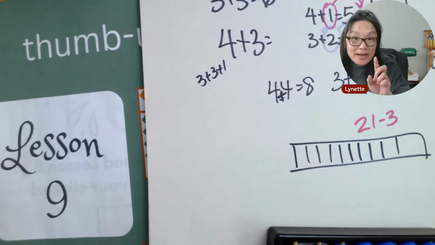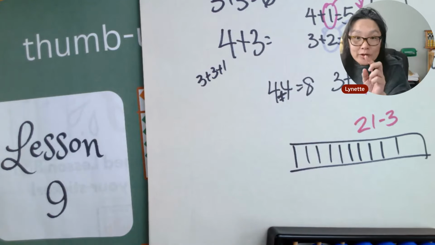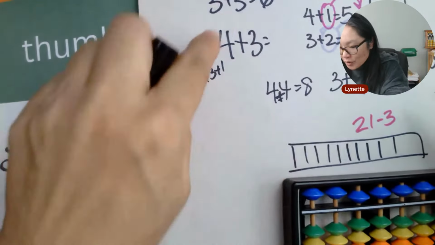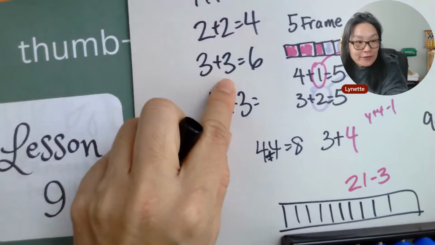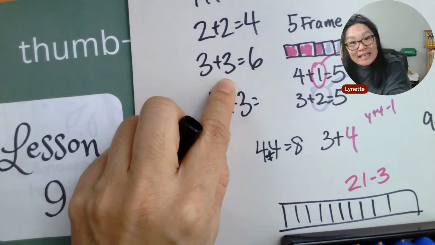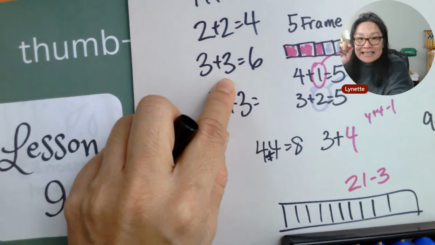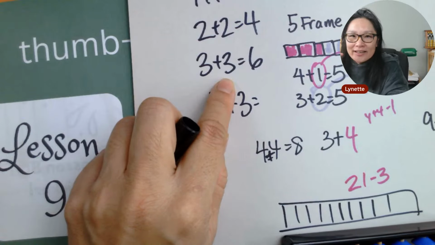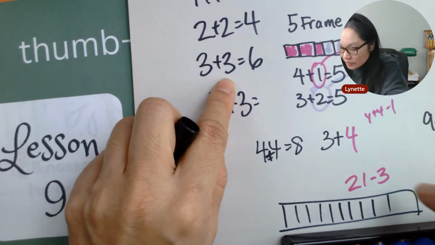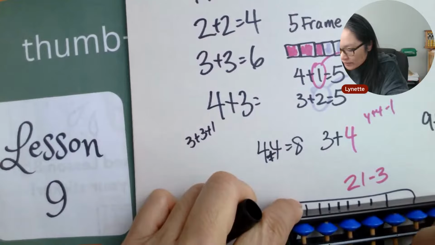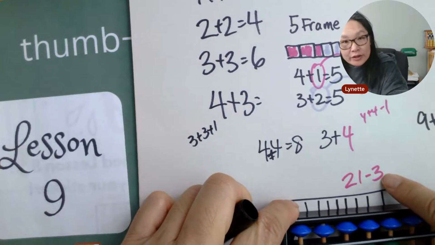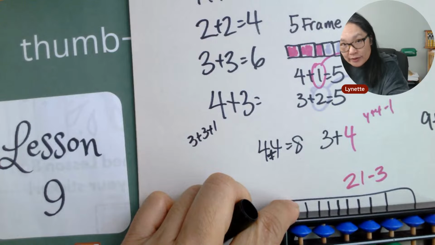Okay. 21 minus 3. The reason why this is a beautiful question, because remember we had the 5 frame, and this is where the analysis happens. And this is really beautiful when the kids catch it. So the first thing we need to do is we have 21 on the abacus. Now we have to take away the 3. Now when we take away the 3, we have to do a few things.